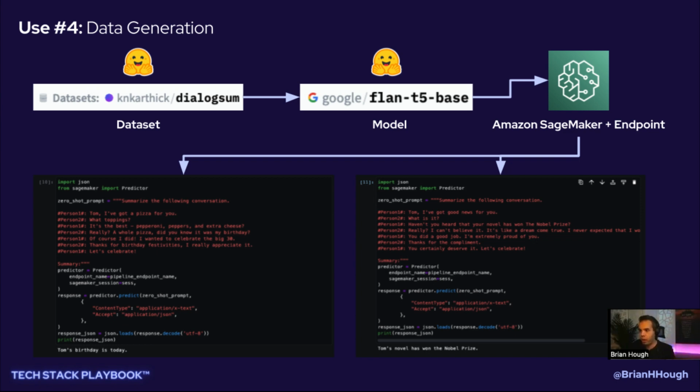We're then using this predictor with the endpoint name and the SageMaker session, and we're using this zero-shot prompt. The content type is application/x-text, and it accepts application/JSON. So we're passing in the text, and then the response is what we're decoding. When we print, that's the response JSON. That's how we've already configured this pipeline to build. Now we can just send it a zero-shot prompt, and the model will take what we inputted and give out some summarization.